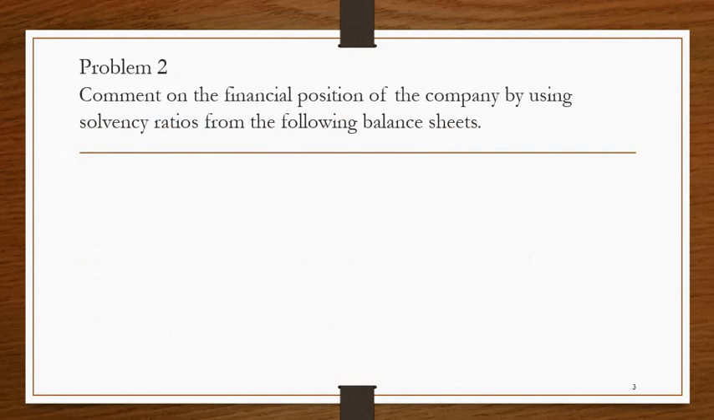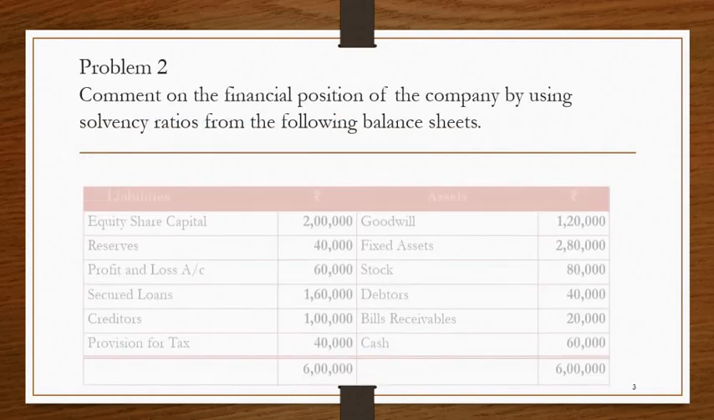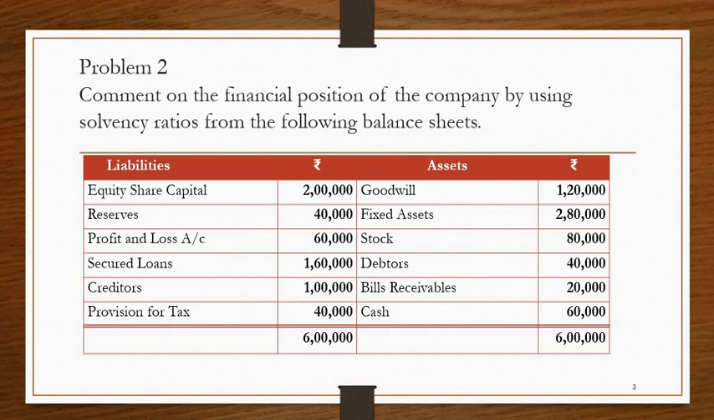So the next problem is: comment on the financial position of the company by using solvency ratios from the following balance sheets. On the liability side, we have equity share capital rupees 2 lakh, reserves rupees 40,000, profit and loss account 60,000, secured loans 1 lakh 60,000, creditors 1 lakh rupees, provision for tax 40,000. So the total liability is 6 lakh.